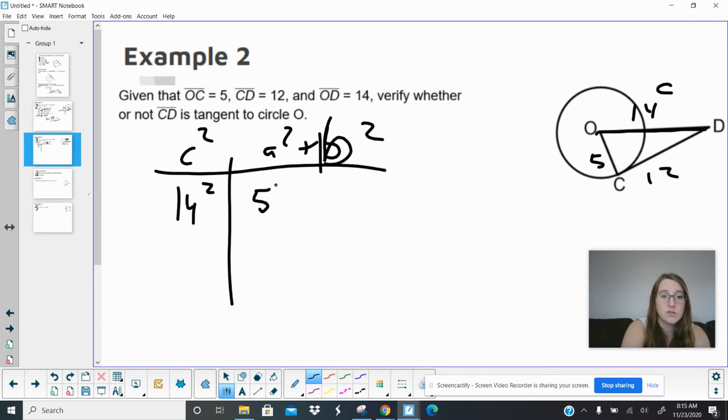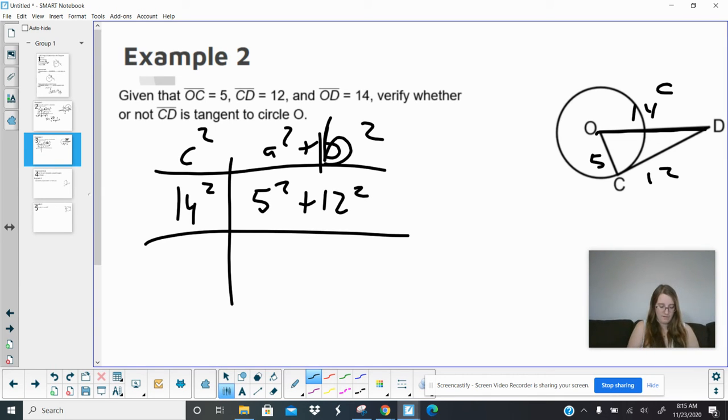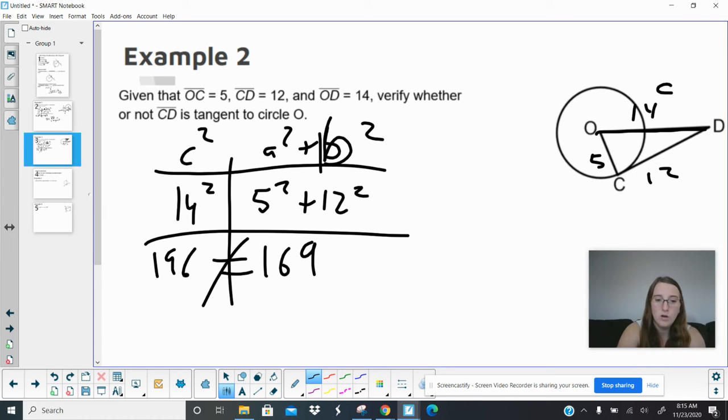And we've got 5 squared plus 12 squared. So let's plug this in. We got 14 squared is 196. And we have 5 squared plus 12 squared is 169. So is CD going to be a tangent line then? Nope. Since these are not equal, we can just say nope. It's not a tangent, even though in the picture we drew it so it looks like one.